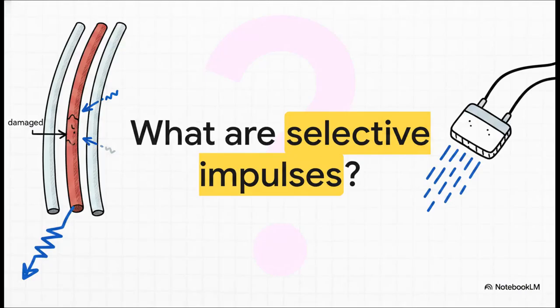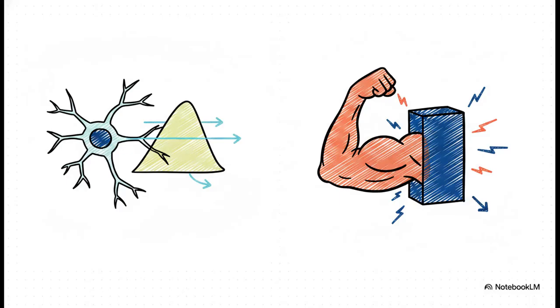Have you ever found yourself wondering how we can actually target a specific, damaged muscle without accidentally triggering all the healthy nerves and muscles right next to it? It's like trying to single out one instrument in a whole orchestra. Well, the answer lies in what we call selective impulses. So the underlying magic here is a biological phenomenon known as accommodation.